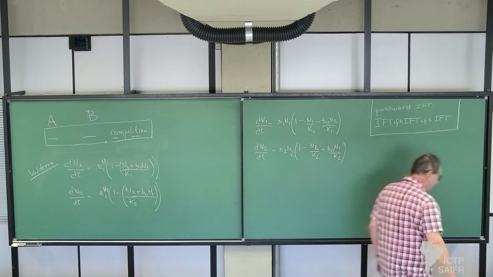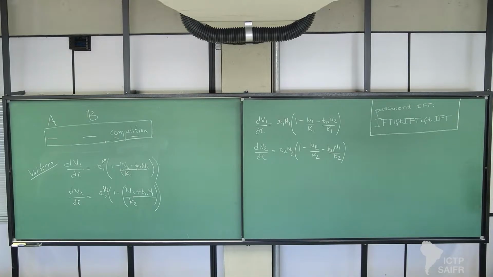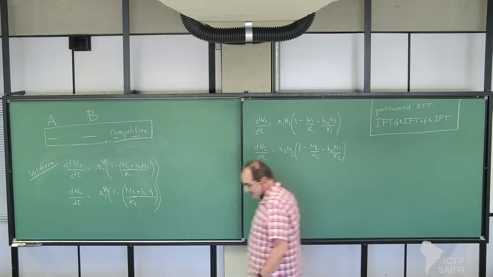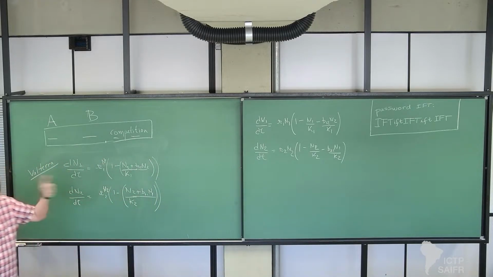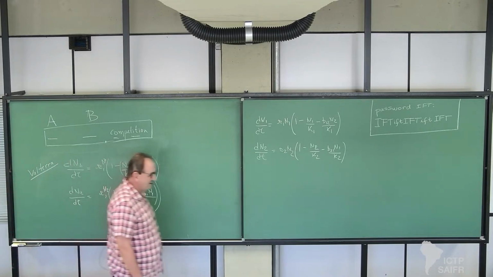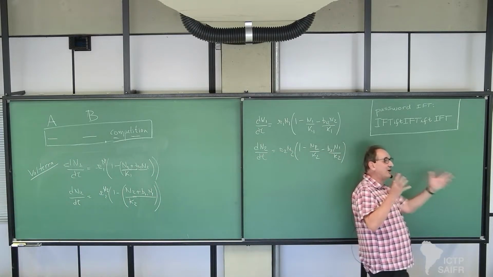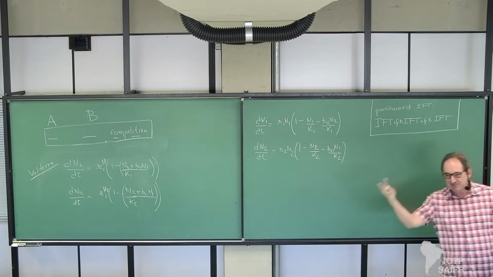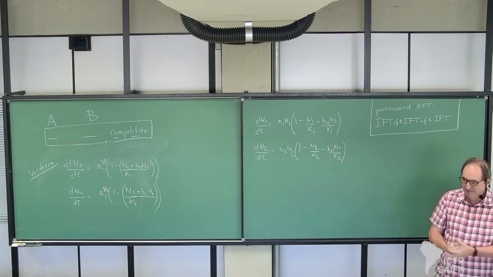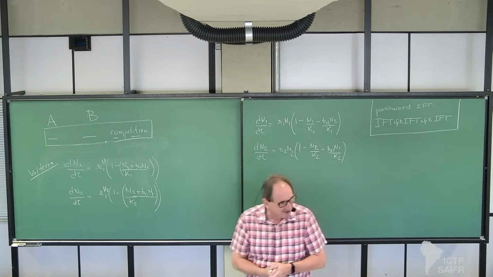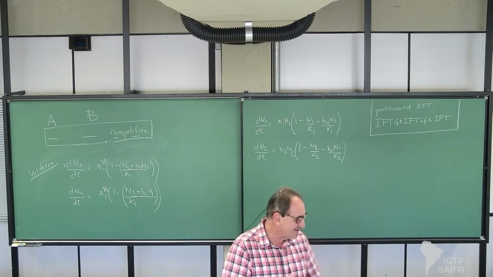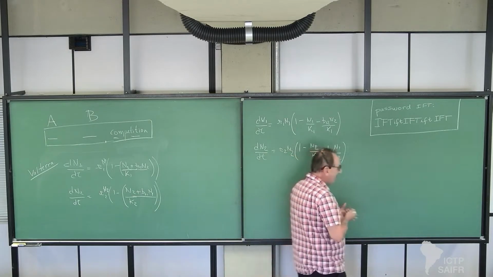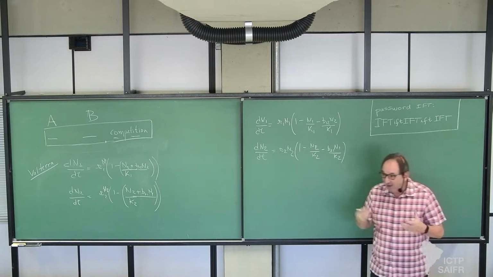Okay, now how many parameters do we have in this problem? We have R1, R2, K1, K2, B12, and B21. Okay, 6 parameters. For every combination of 6 parameters, I have some result. So I have a parameter space of 6. Okay, not so nice. Too many parameters.